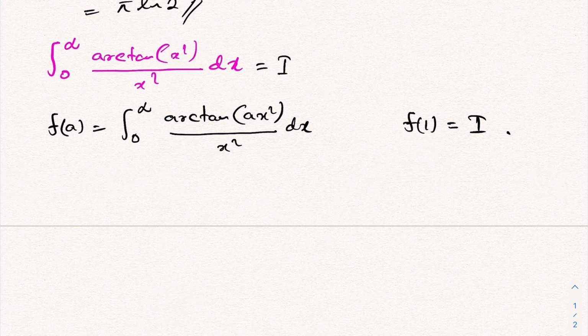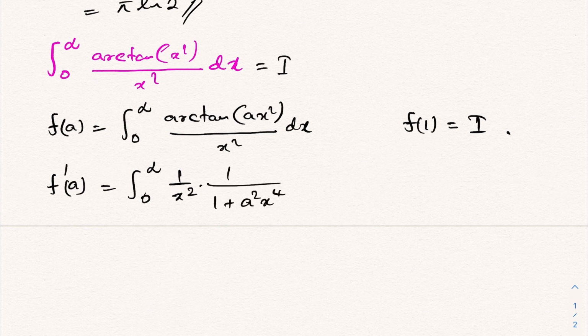Then we know we should differentiate with respect to a. So here f dash of a is equal to integral from 0 to infinity, here 1 over x square times the derivative of arctan, we know 1 over 1 plus a square x to the 4th power. Then according to the chain rule, we should multiply by the coefficient of a, so x square, times dx. Then we know this x square gets cancelled. So now we have integral from 0 to infinity of 1 over 1 plus a square times x to the 4th.